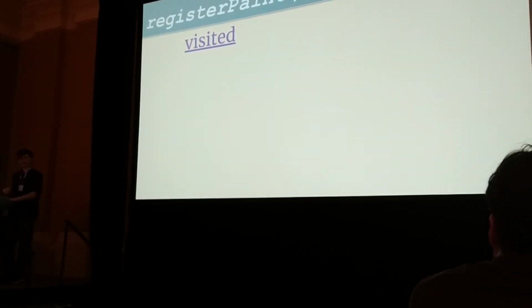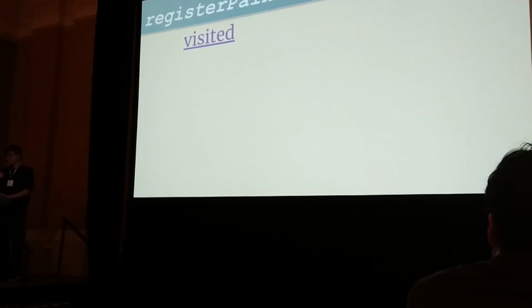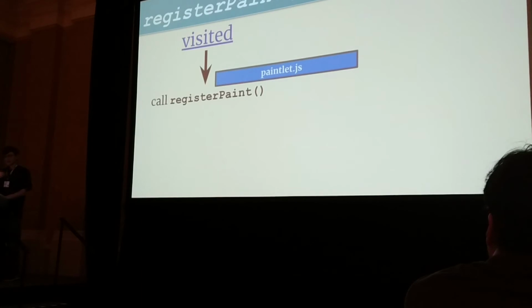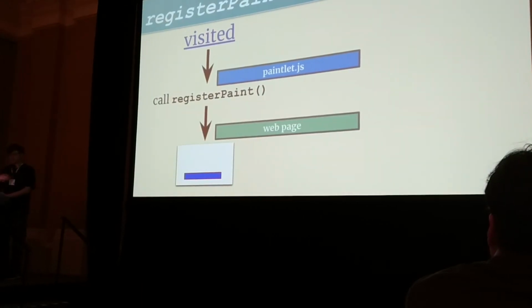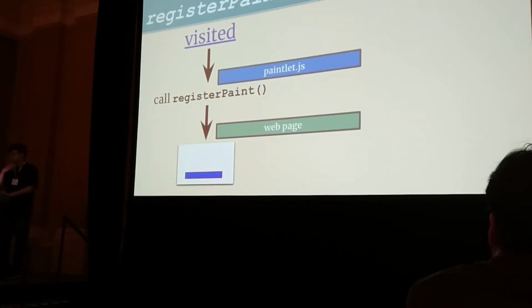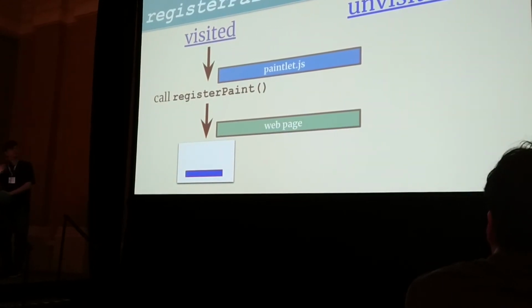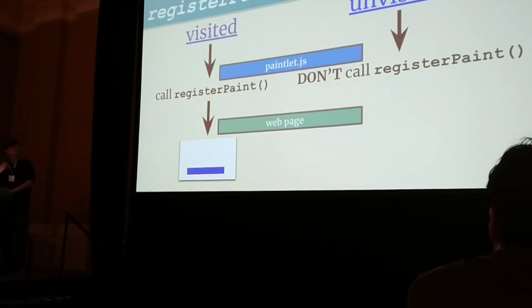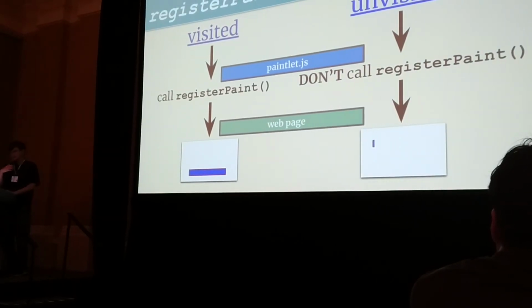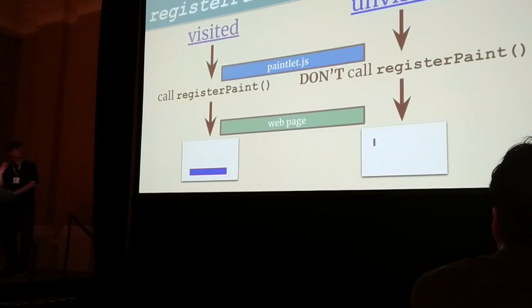So to apply this back out to our history sniffing attack, when our paintlet script detects a link is visited, then it makes that call to register paint, which in turn causes one of these weird elements in the page to end up with a big width value. Versus if our paintlet doesn't detect the link is visited, then it doesn't end up making that call to register paint, and so our element ends up defaulting to that small width value.